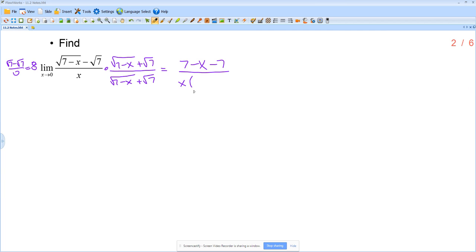In the bottom, I have x times that whole denominator. Remember that you don't really want to multiply this out. Your goal is to cancel something in the numerator and denominator. So the numerator you're multiplying out to rationalize it. The denominator you don't need to rationalize. You want to leave it as factors. My 7 minus 7 cancels, and I'm left with -x over (√(7 minus x) plus √7) times x, and my x over x can now cancel.